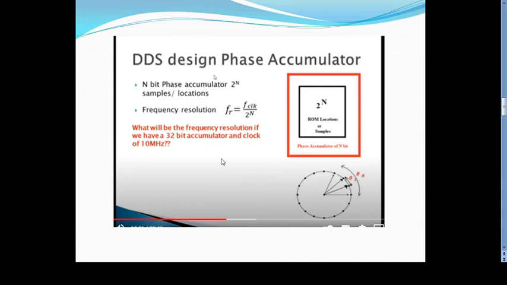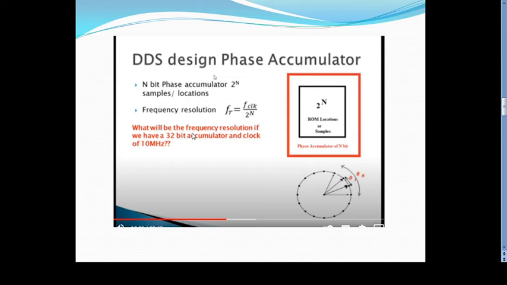In direct digital synthesis, the design of the phase accumulator consists of an n-bit phase accumulator with 2 raised to n sample locations. The point to remember is that 2 raised to n locations or samples are present in the phase accumulator. The frequency resolution, FR, is the clock frequency divided by 2 raised to n phase accumulator locations.